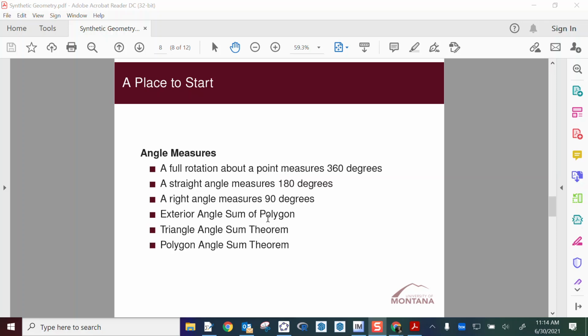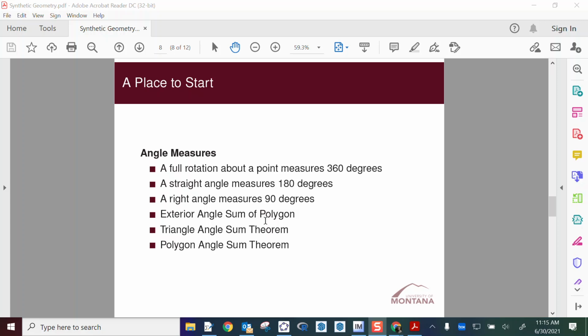What about angle measures? We should all be aware that a full rotation about a point measures 360 degrees, a straight angle measures 180, and a right angle measures 90. Then there's the exterior angle sum of a polygon. This is the idea that if we walk around a polygon and add together the exterior angles as we go, walking around a polygon gets you back to where you started with exactly one rotation. So the exterior angles of a polygon sum to 360 degrees, no matter what type of polygon it is.